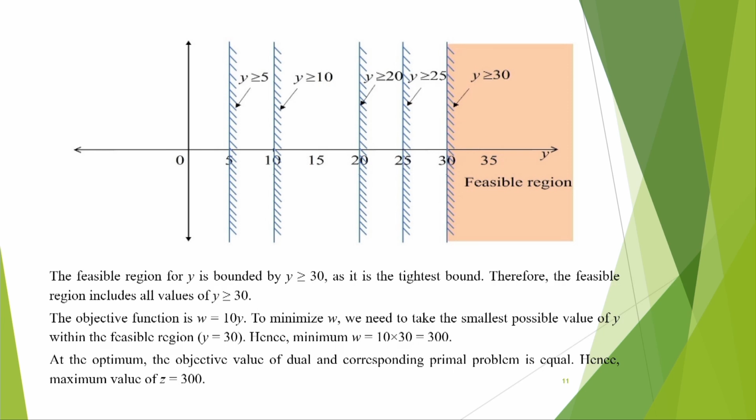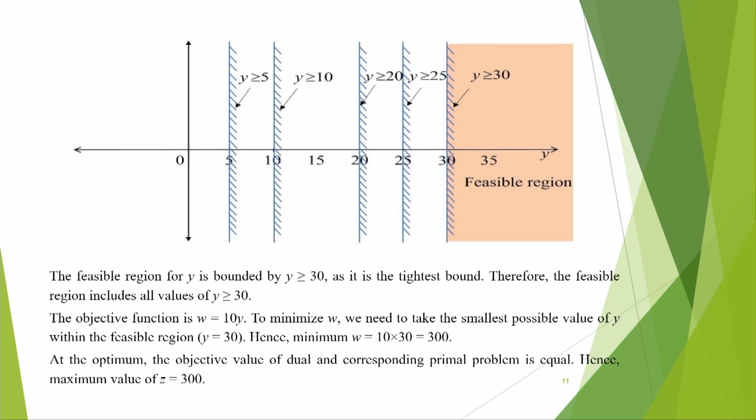So the feasible region for y is bounded by y greater than 30, as it is the tightest bound. Therefore the feasible region includes all values of y greater than 30. Y greater than 10 will not be applicable, because y greater than 30 will not be satisfied. But if y is greater than 30, then y is also greater than 10. So the objective function is w is equal to 10y. To minimize w, we need to take the smallest possible value of y within the feasible region, that is y is equal to 30. Hence the minimum w is equal to 10 into 30, that means 300.